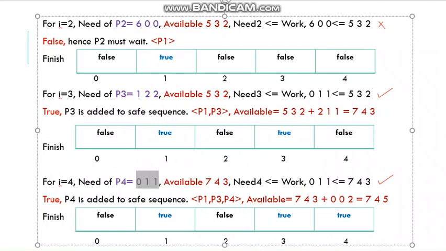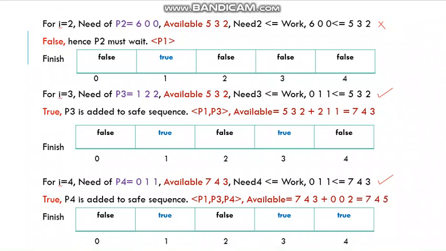So need is 011, but available is 743. Yes, true. Then the safe sequence is P1, P3, and P4. Then allocated is 002. Just add the allocated resources to available, so it is updated to 745. Then update your finish. So the fourth process is also finished.